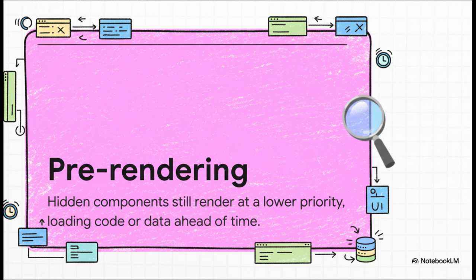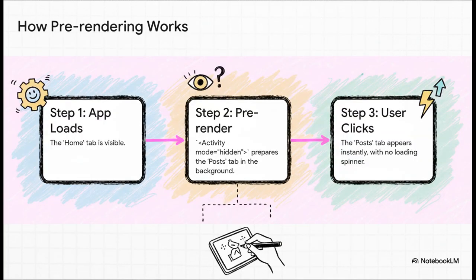So the idea here is pretty cool. You can tell React to start preparing a hidden component in the background on a low priority. It'll render the component, it'll even start fetching whatever data it needs, all before the user even thinks about clicking on it. This little sequence shows it perfectly.